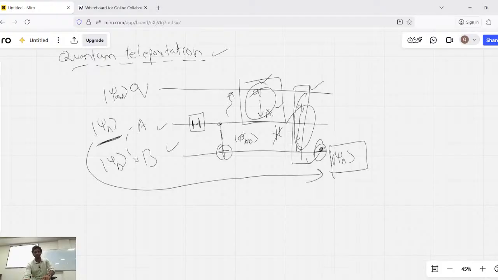Okay? But still, after these operations, my B will have that information. Got it? So that's why it's the concept of teleportation. Else I can simply say the concept of passing.